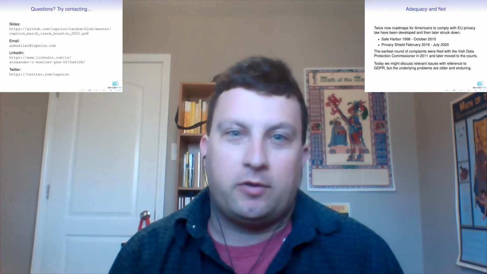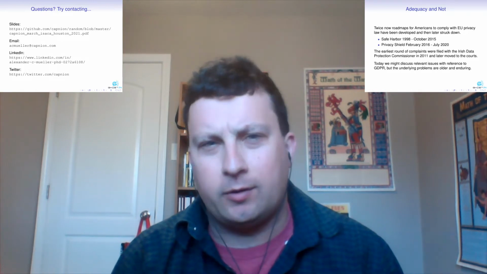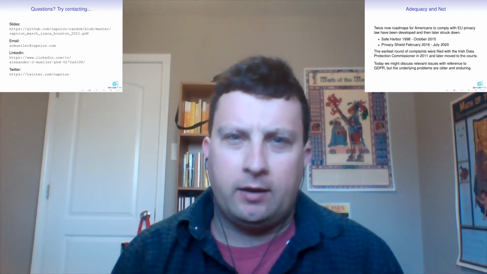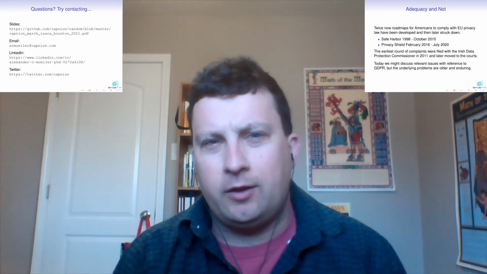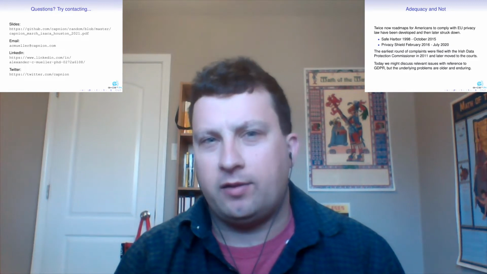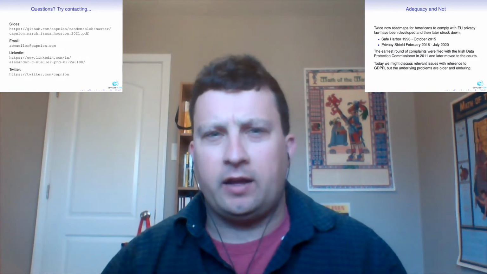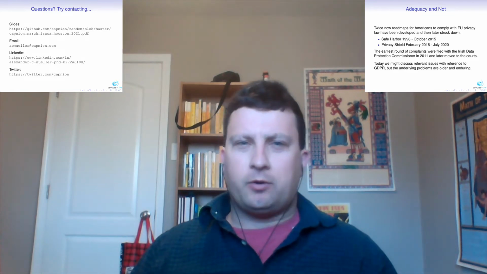The idea of an adequacy framework is it's a sort of laundry list of high-level things you're supposed to get right if you're in any foreign country, and we're going to focus on the United States, and you're doing something with the personal data of European citizens. So once again, the idea of the adequacy framework is you do these things and you're adequate and you're not in trouble.